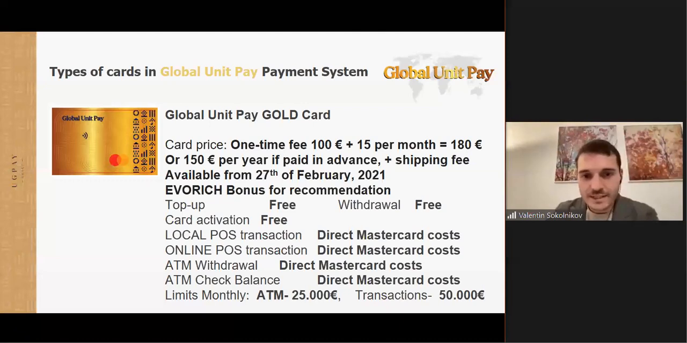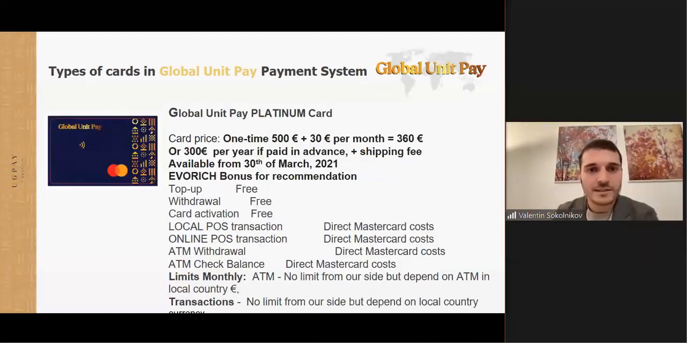And take a look at the limits. The ATM withdrawal limit is 25,000, and the transactions limit is €50,000. The next slide, please. And these are our metal cards, platinum cards. They will indeed be made of metal. It will be very difficult to break them. The card price is one time €500 plus €30 per month. It will be available from the 30th of March.